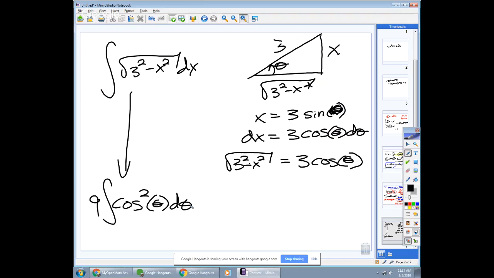Theta. Yes? Shouldn't that be cosine of theta times sine of theta? Because x equals 3 sine of theta. We took the derivative of that. Okay, hang on. Oh. So this right here is a 3 cosine theta, right? Yeah. And then dx is also 3 cosine theta. Oh, okay. So it turns out, although I'm using x equals 3 sine theta as my substitution, I can kind of bypass it.